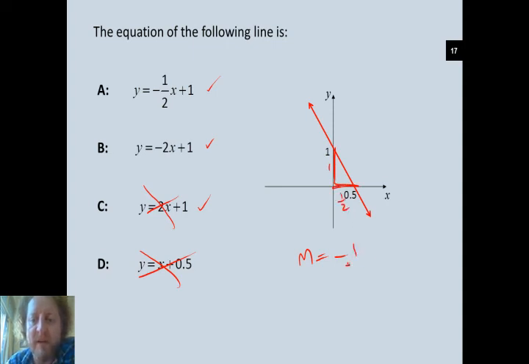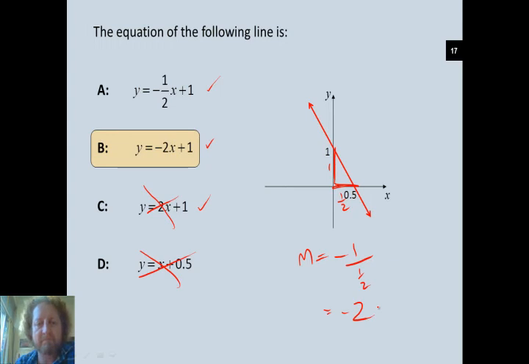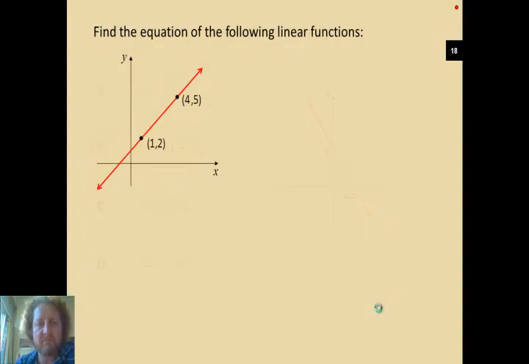So it's a minus 1 drop over a half. How many halves are in 1? 2. It's a gradient of minus 2. Yeah, it's steep. It's not shallow. It's a gradient. It's negative. It's minus 2. So y equals minus 2x plus 1. Good.